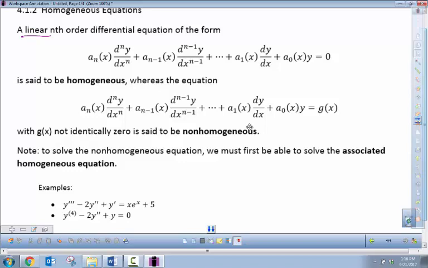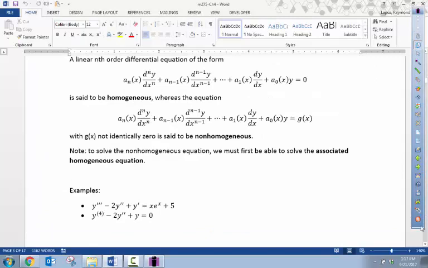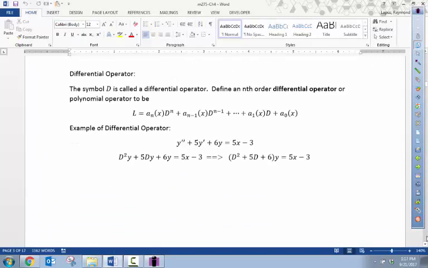Okay. Let's see if we can move on. So in this example, the first one is not, the second one is. Yeah.